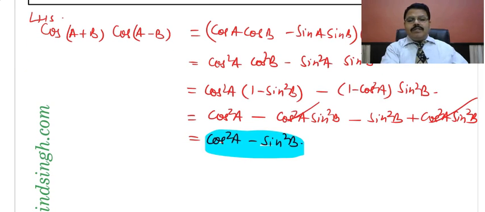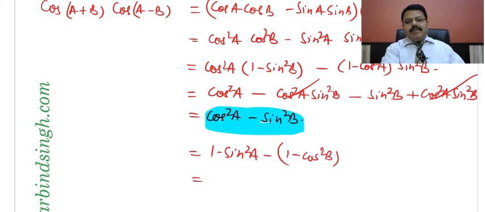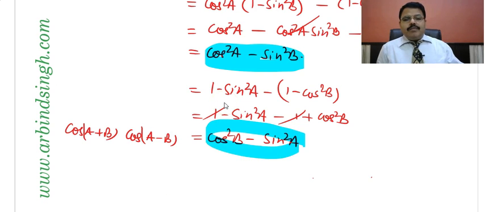Now the next one is cos square A minus sin square B. Similarly, if you want to convert this as 1 minus sin square A and this one as 1 minus cos square B, then what will happen? Due to change of the sign, it will convert into minus minus plus, 1 cancel, 1 minus sin square A minus 1 plus cos square B. 1 and 1 cancel, that will come up cos square B minus sin square A. Cos(A plus B) into cos(A minus B). So that will be the another formula which you may remember. So that is another proof of this.